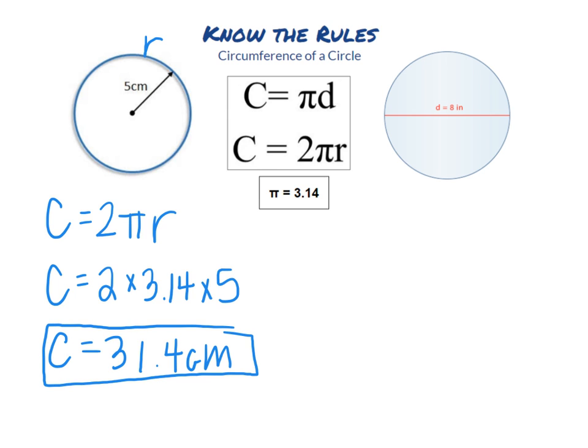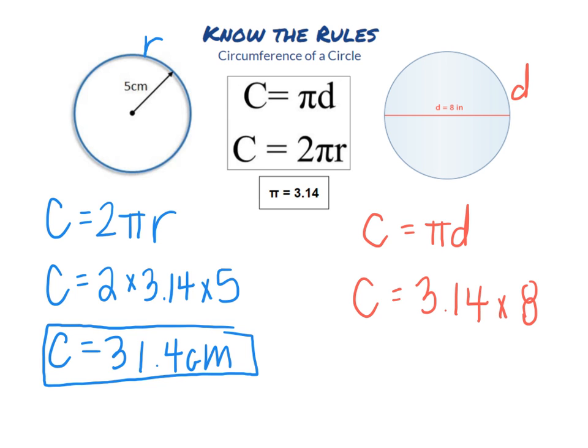The next one has diameter in it. This one has diameter in it because the line is going all the way through the circle. Let's go ahead and use the formula that says pi times diameter, which means we'll multiply 3.14 times 8. 3.14 times 8 is 25.12. So the circumference is 25.12 inches.